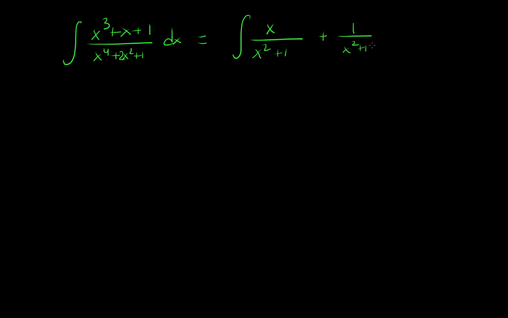In this video, we want to find the integral of (x cubed plus x plus 1) over (x to the fourth plus 2x squared plus 1). Notice I can rewrite this using partial fraction decomposition as x over (x squared plus 1) plus 1 over (x squared plus 1) quantity squared. So I'm going to skip the steps for partial fraction decomposition, and we'll just continue from here. Now I can split this up into two separate integrals.